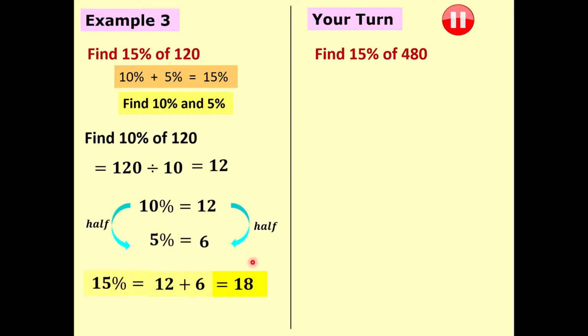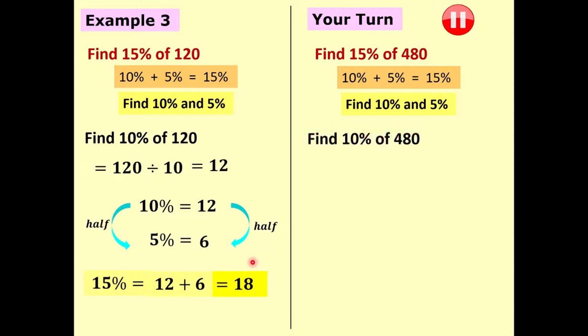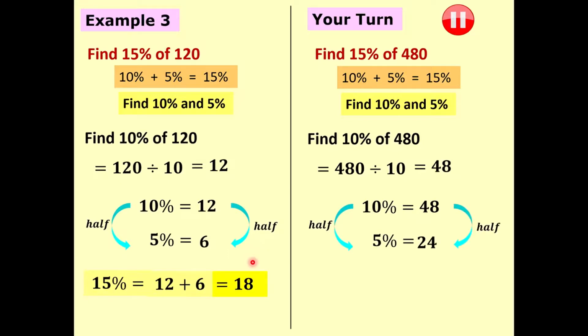Okay, hopefully you've unpaused and let's go through the answer. So again, 15% is 10% and 5% added together. So we're going to find both 10% and 5%. So first off, finding 10%, we are going to divide by 10. So 480 divided by 10 to give you 48. So we know 10% is now equal to 48. Half of that is 5%. So half of 48 is 24. But we're looking for 15%, so we need to add 10% plus 5% to give us 72. So really well done if you got that.